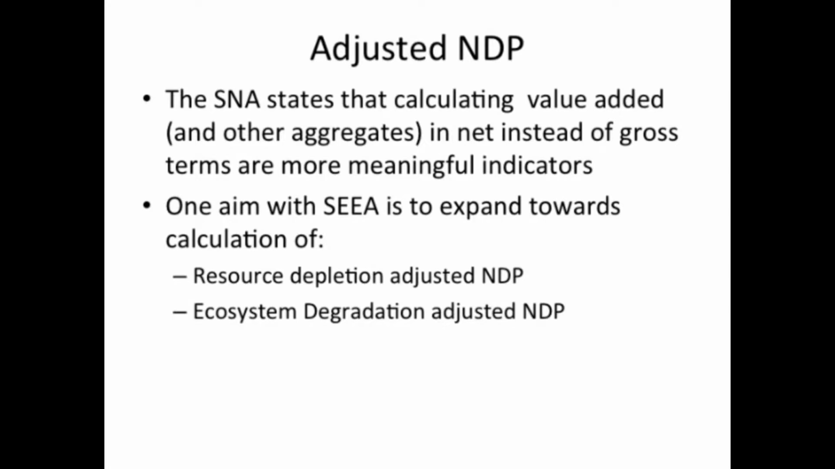So to give a quick idea of where we're trying to head, is to try to produce, for example, resource depletion adjusted net domestic product. So a measure of the net production of an economy adjusted for the depletion of the natural resources. That comes from the natural resource accounting, or central framework accounting under the SEEA, and then also an ecosystem degradation adjusted NDP, which could in principle be derived by producing the experimental ecosystem accounts.